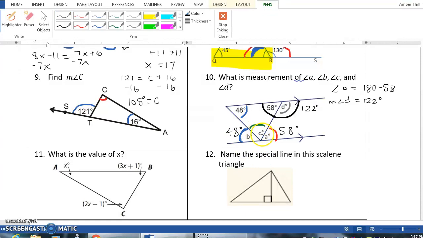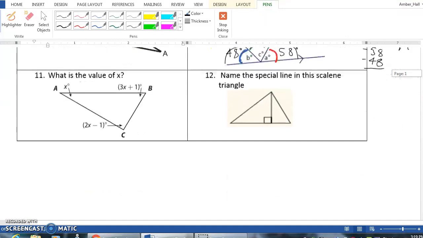Now my last thing is angle C. And I can see that A, B, and C all add up to 180 degrees right here. I know what angle A and angle B are, so if I just subtract those from 180, I get the measurement of angle C. So the measurement of angle C equals 180 minus 58 minus 48. And I get that the measurement of angle C is 74 degrees. So it's just like a little bit of a puzzle, and I get all 4 measurements.